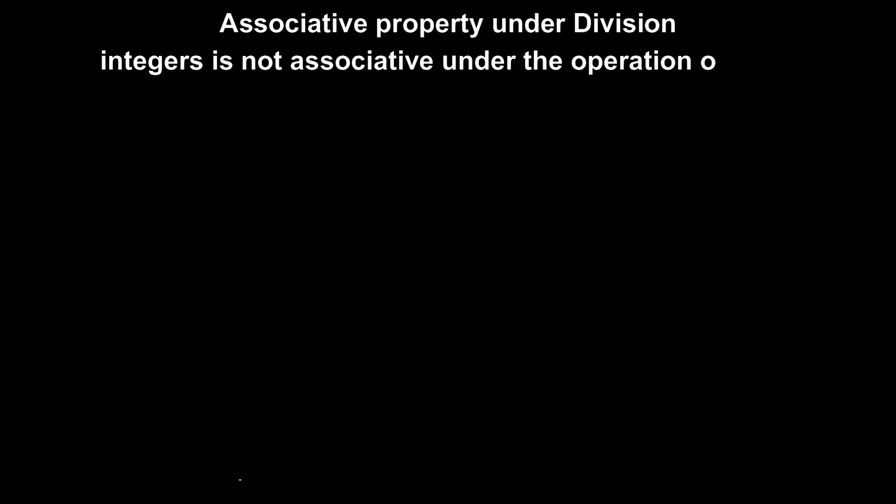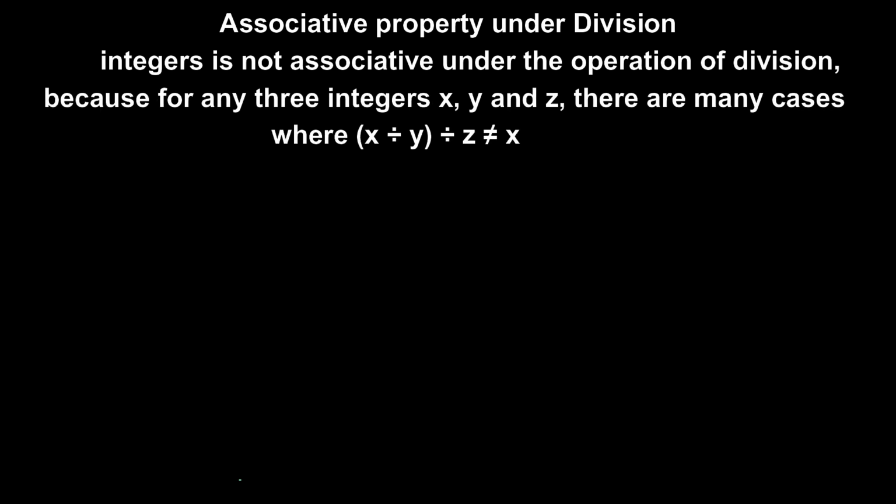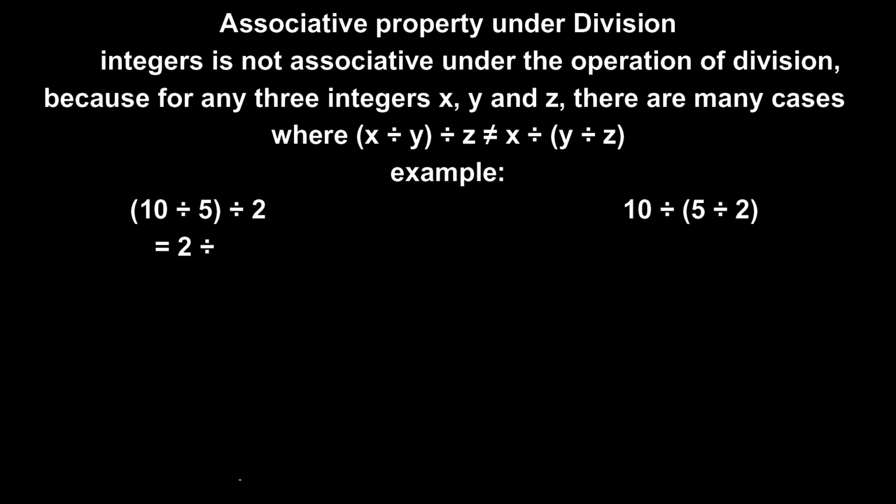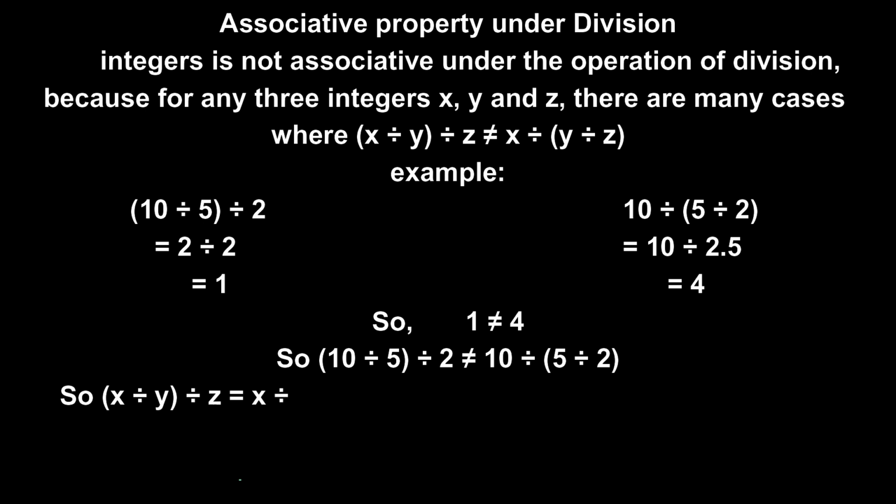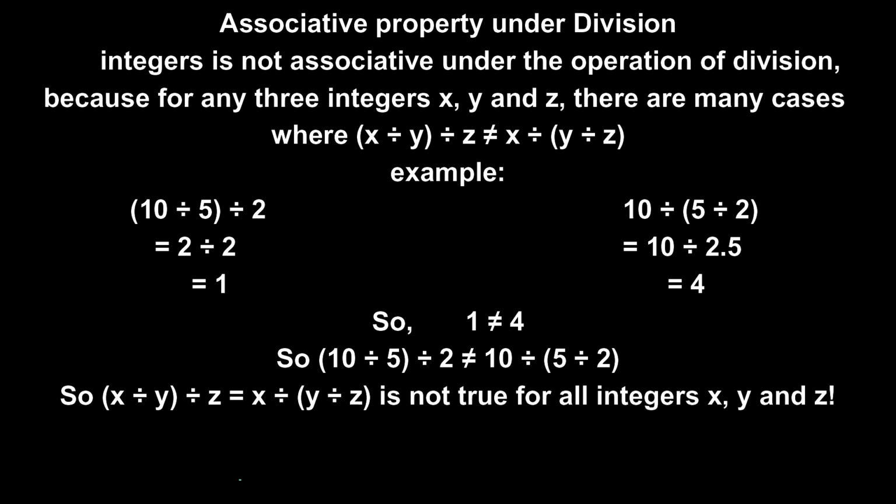To the next topic, that is associative property under division. When we group two numbers or two integers, and if we divide them, what is the result? Integers are not associative under the operation of division, because for any three integers x, y and z, there are many cases where (x divided by y) divided by z is not equal to x divided by (y divided by z).